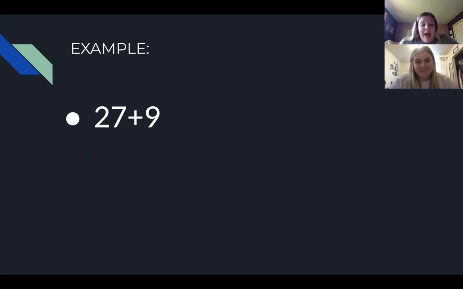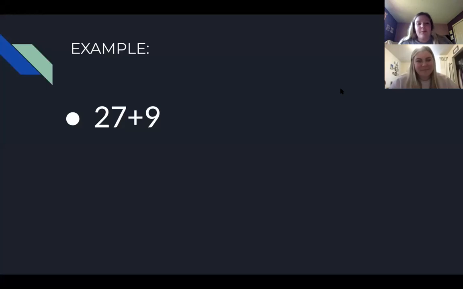And to get 27 to 30, we're going to be adding 3 to the 27. So after doing that, we have to remember that we just added 3. So we're only going to add the remainder, which is 6. So what is 30 plus 6? 36. Great work on this. And we just went over all of those strategies together.